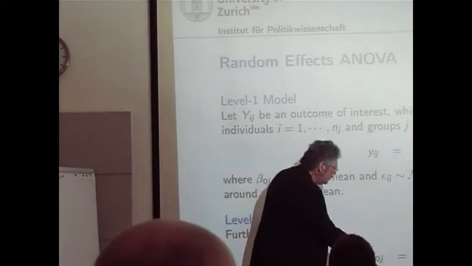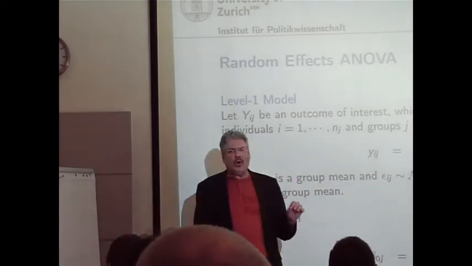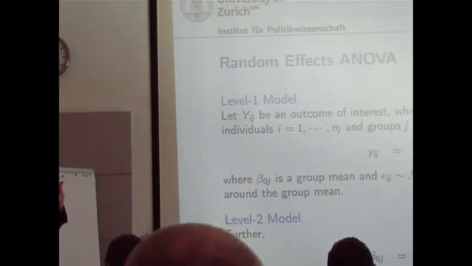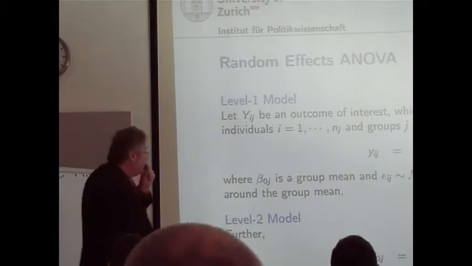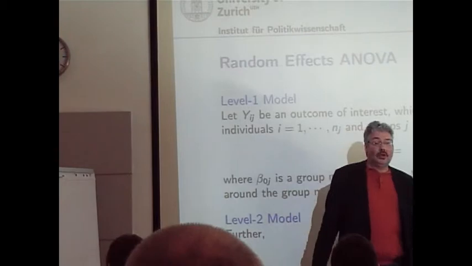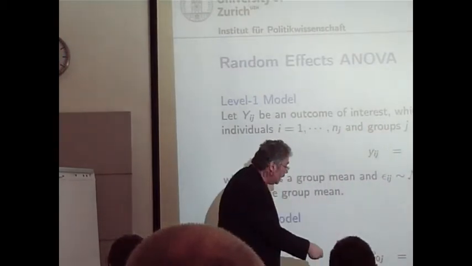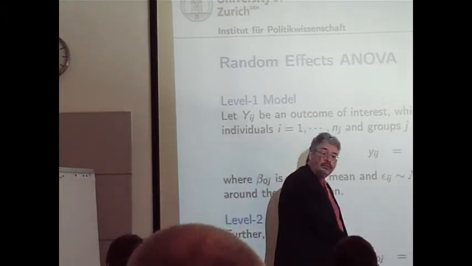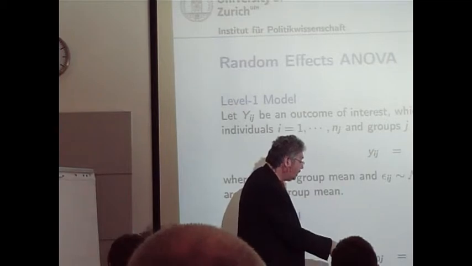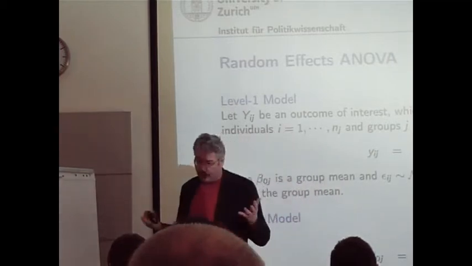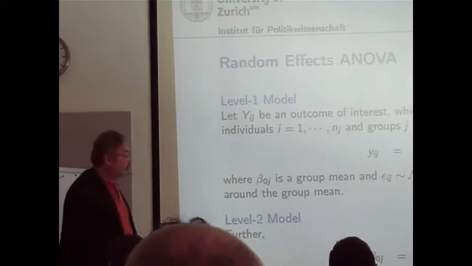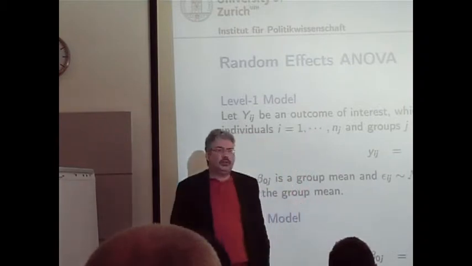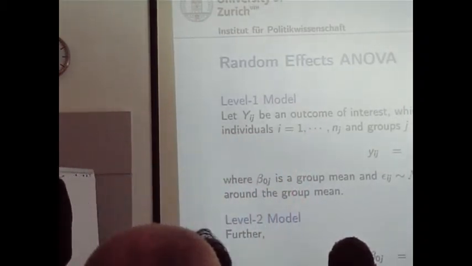Plus delta 0j, and that tells us how the mean of a particular context, a particular group, deviates from that grand mean. That delta 0j could be positive in case the group mean is bigger than the grand mean. It could be negative in case the group mean is less than the grand mean. It could also in theory be 0, which means beta 0j equals gamma 0j. Does that make sense?